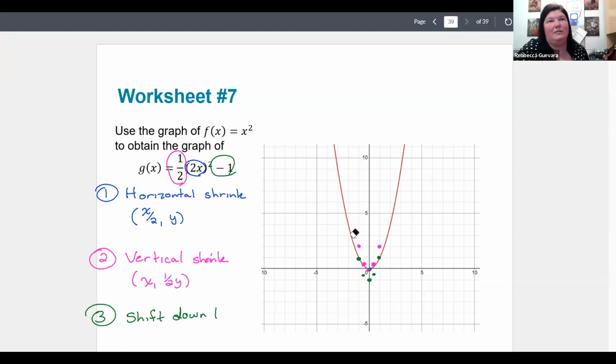So let me get rid of the pink part. Okay, let's see if I can get rid of that pink without getting rid of the green. Okay, it's probably best I'm going to do. So a very compressed graph that is shifted down 1 unit.